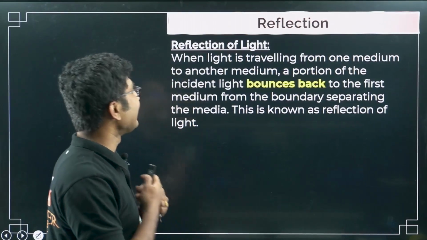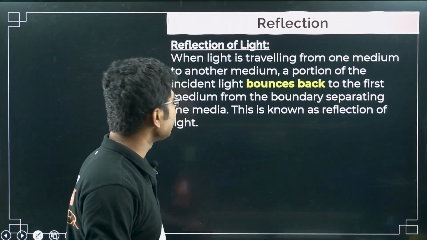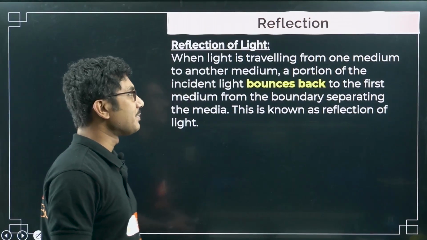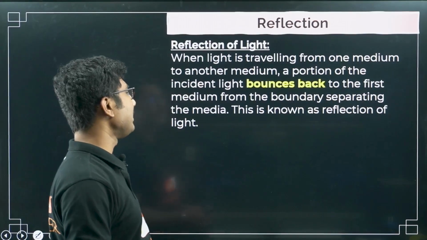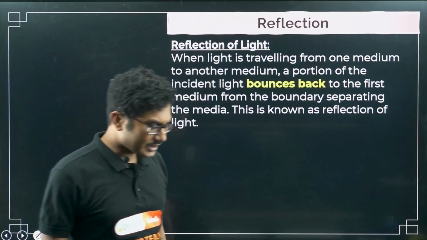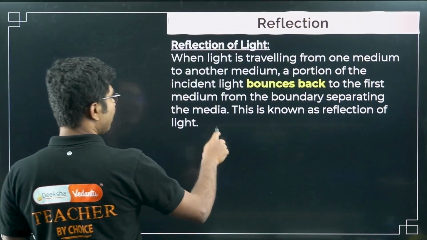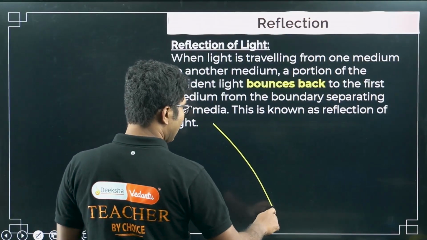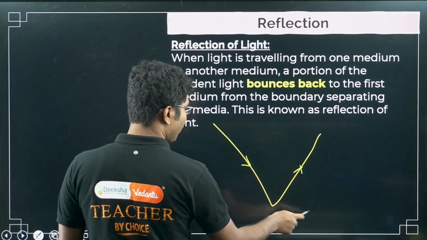When light travels from one medium to another medium, a portion of the incident light bounces back to the first medium from the boundary separating the media. This is known as reflection of light. So reflection of light is nothing but when light traveling from one medium suddenly falls into another medium and bounces back to the first medium. This process is called reflection of light, right?